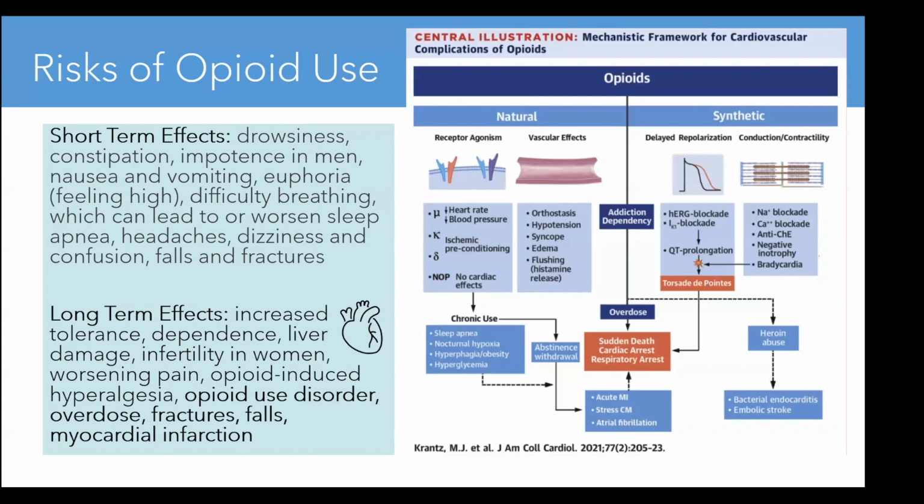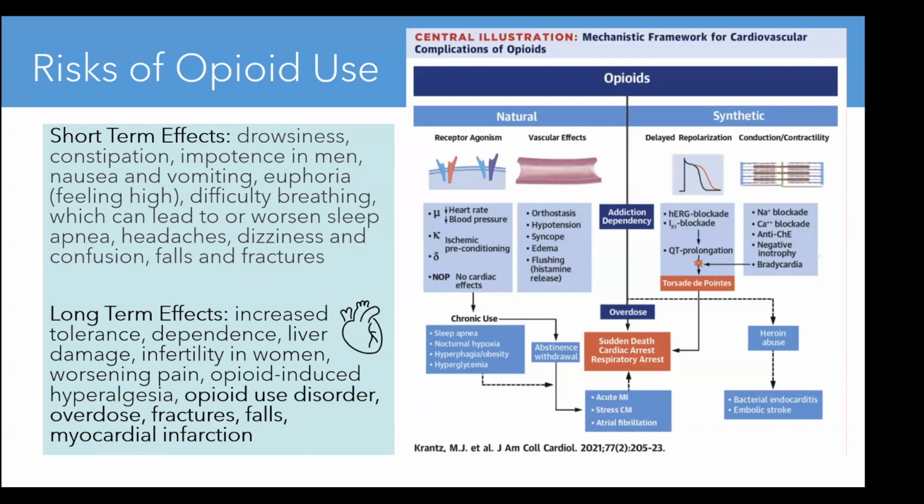So we've spoken about the importance of weighing individual risks and benefits and some of the side effects of opioid use, but I wanted to highlight some of the physiological effects associated with opioids. As you can see, I've listed some on the left-hand side of the screen here, some short-term effects and long-term effects. And this graphic here on the right is presented in the American Journal of Cardiology. It shows the physiological effects that natural and synthetic opioids have on the cardiovascular system.